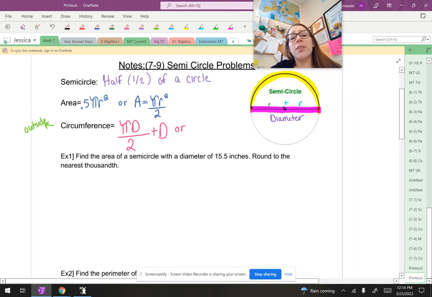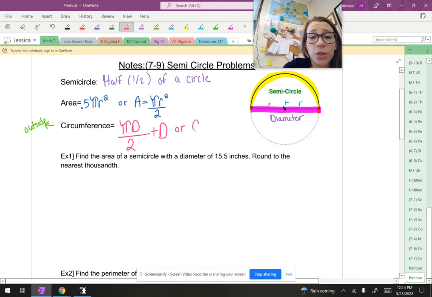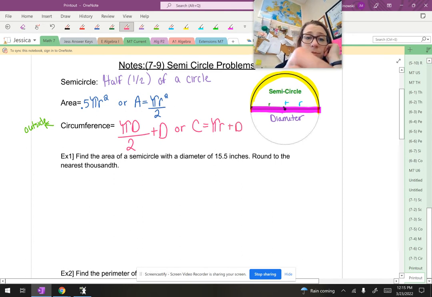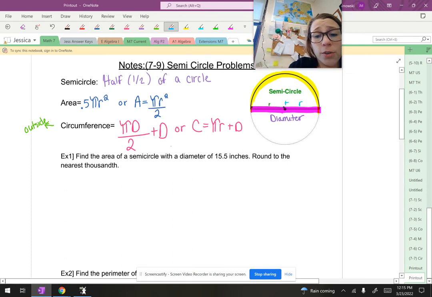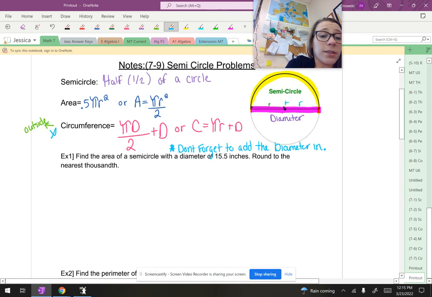Now, some of you might realize that if I'm taking the diameter and dividing it by 2, that just leaves me with the radius. So yeah, actually, you could use the formula circumference equals pi times radius plus diameter. Either way, just make a note for yourself so you don't forget to add the diameter in, only when you're doing circumference.